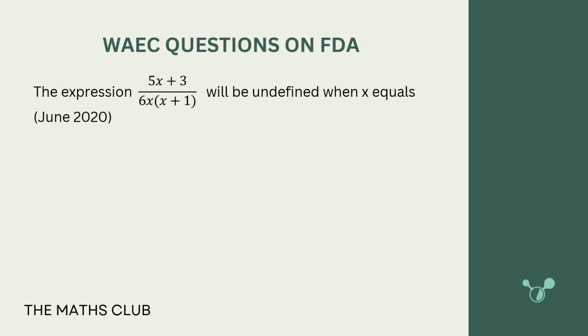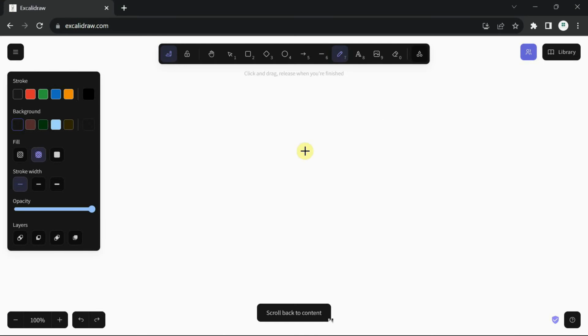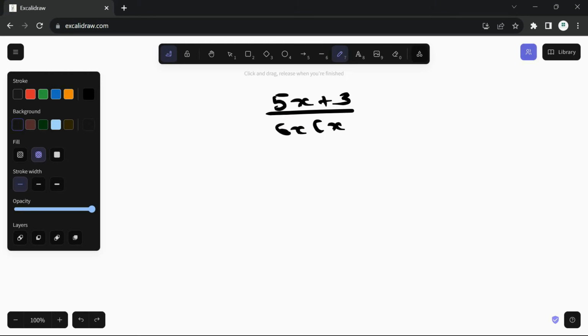So this next question says that the expression 5x plus 3 all over 6x open brackets x plus 1 will be undefined when x equals, so we want to find when. We already said that for this to be undefined, the bottom would have to be 0. So that's all the information we need. So we have 5x plus 3 all over 6x open brackets x plus 1, right? So we need the bottom to be equal to 0.